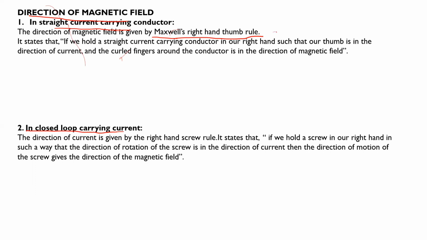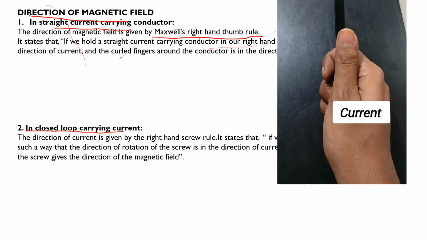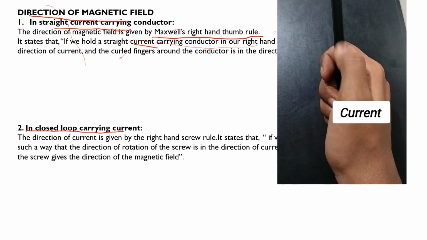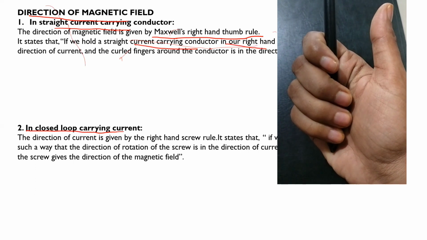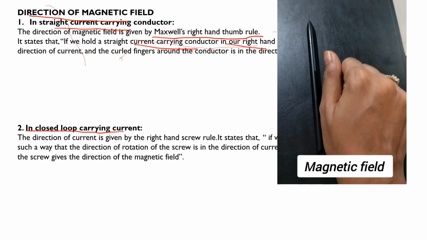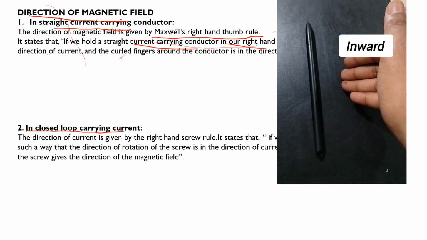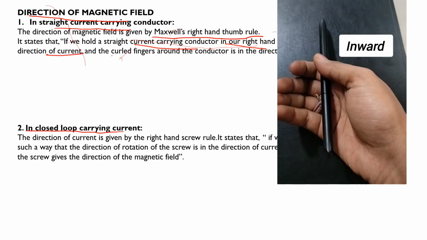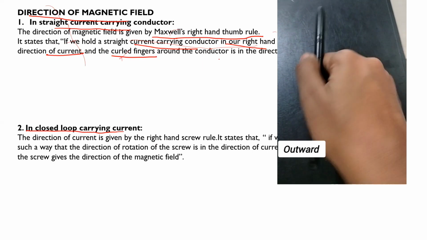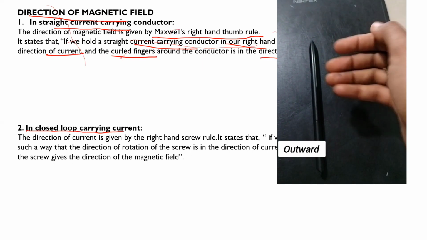So what the Maxwell right hand rule says is that if you are holding a current carrying conductor in your right hand such that your thumb is in the direction of current, then your wrapped or curled fingers will be in the direction of what? Magnetic field. It's very simple.